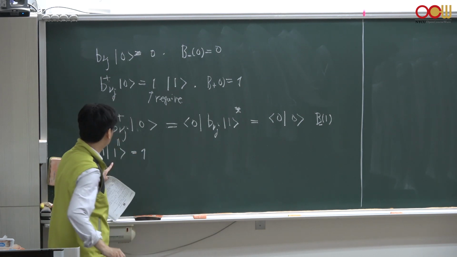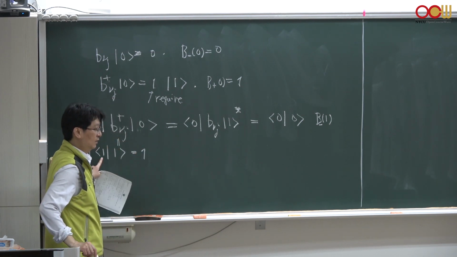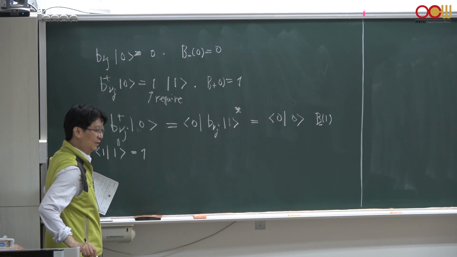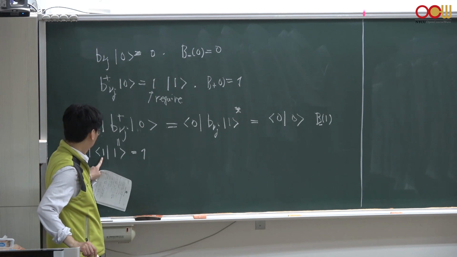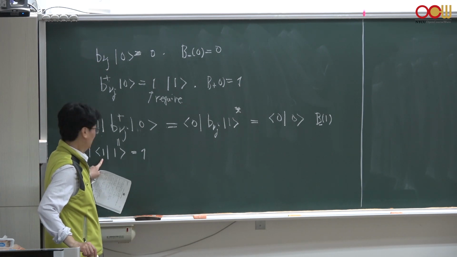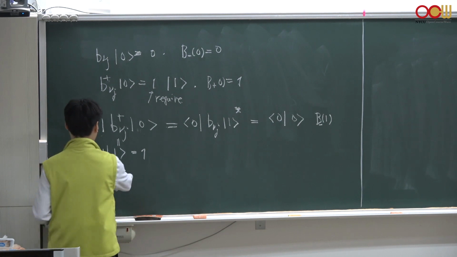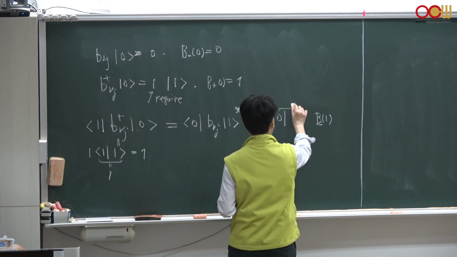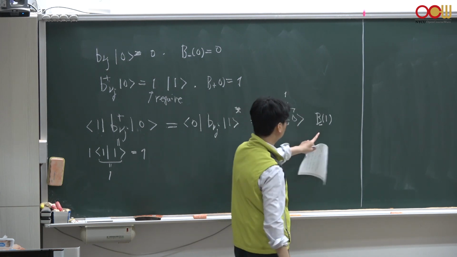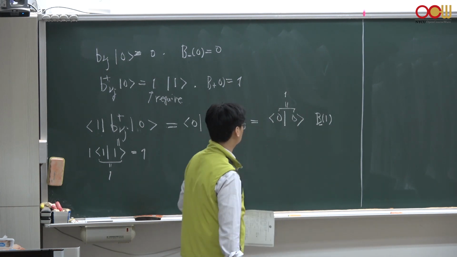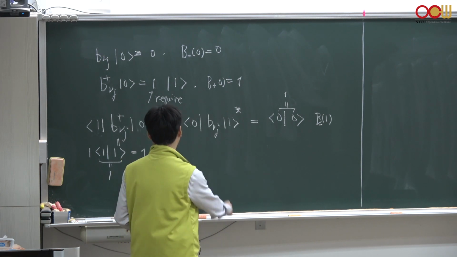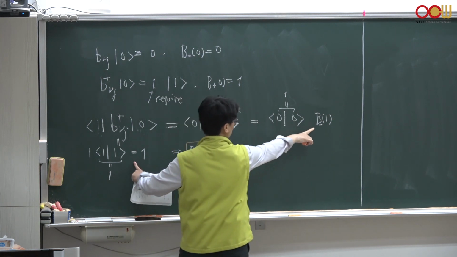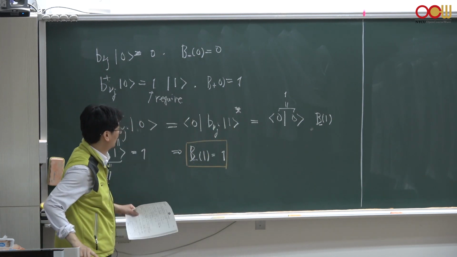So on the left-hand side, this is the inner product between 1 and 1, multiplied by B plus 0, which is 1, and this is 1, because the 1, 1 inner product is normalized to 1. And on the right-hand side, you get the 0, 0 inner product, which is also 1, but times the B minus coefficient in the presence of a single boson state. And therefore, B minus 1 is actually 1. You simply compare these two, and you get B minus 1 is 1.